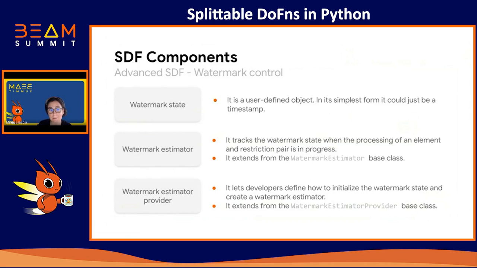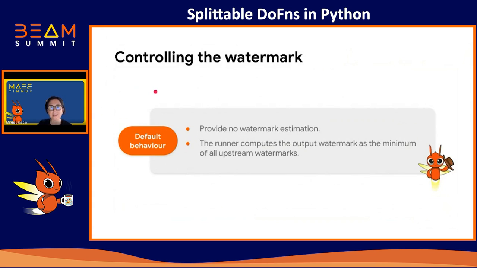And then the watermark estimator provider is going to let us initialize the watermark state, although you will see that in most of the implementations that are available now in this SDK, the initial state is none, okay? But if we are checkpointing and resuming, we would have a state. So in that case, it would not be none, okay? And then this extends from the watermark estimator provider, okay? So what's the default when it comes to splittable DoFns? The default behavior is not to use any of those components that I just showed you, no? No watermark estimator is provided. And the runner is just computing the output watermark as the minimum of all the upstream watermarks, okay?